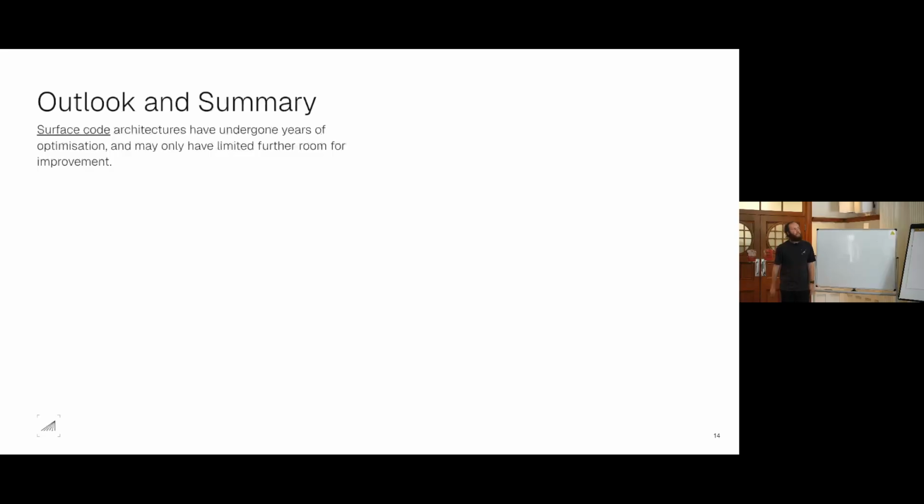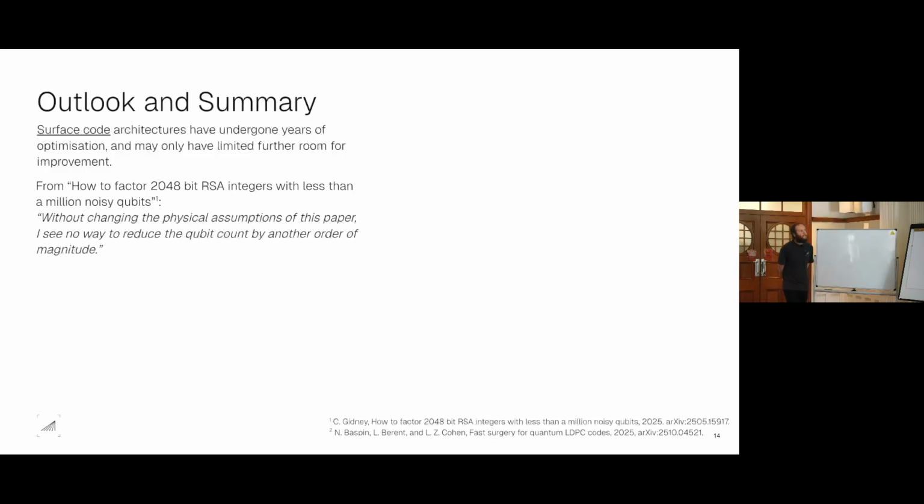I want to emphasize that surface code architectures have had years to be optimized and may only have limited room for improvement in terms of these benchmarks. That's not just me saying it. The authority on these kinds of things is Gidney, and he says in the conclusion to his million qubit paper that without changing the physical assumptions, he sees no way to reduce the qubit count by another order of magnitude. To be clear, we have changed the physical assumptions by allowing LDPC codes instead of surface codes. We're dropping the physical assumption of nearest neighbor interactions while keeping the other physical assumptions.